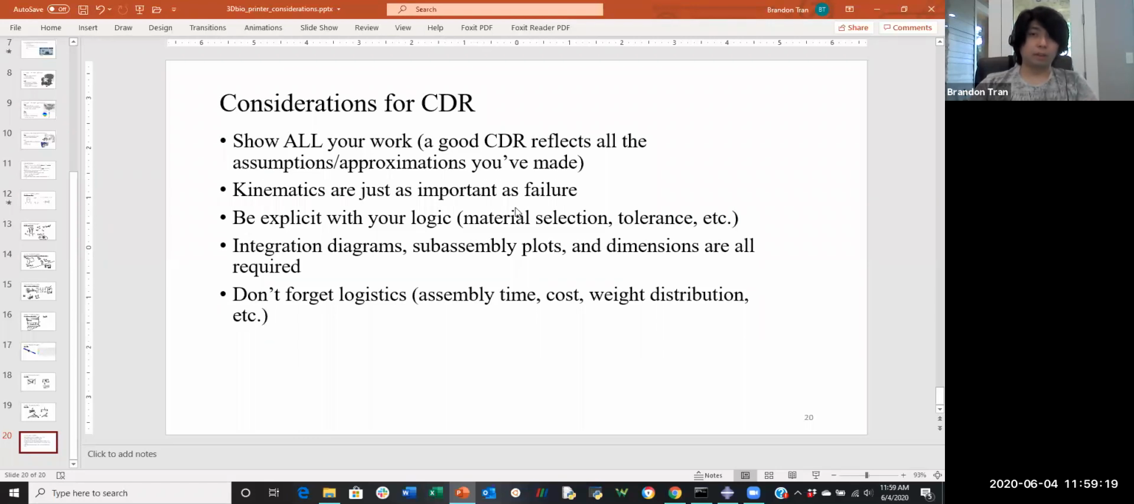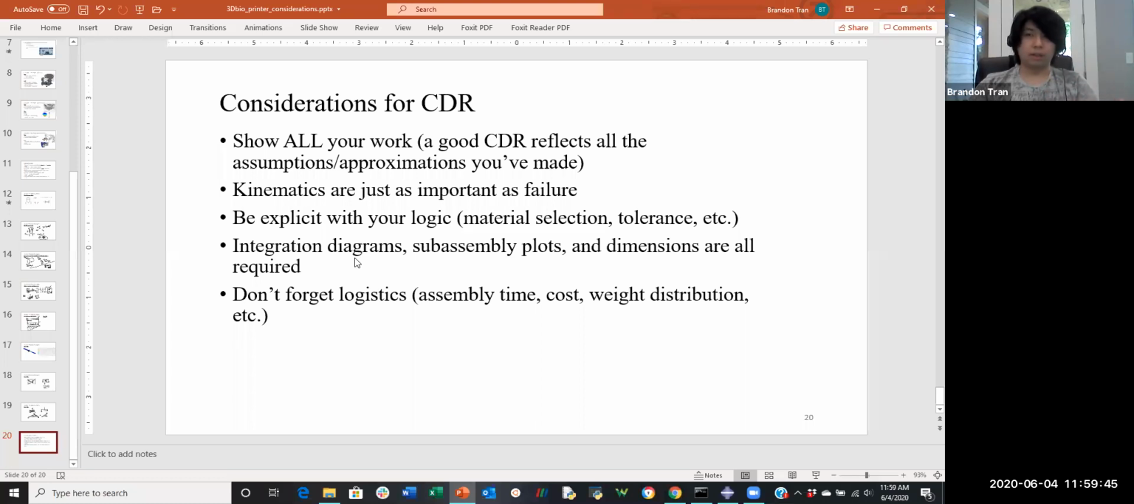Kinematics, a lot of people forgot to calculate how much a part will twist or bend, and that's extremely important. If a part should not interact with another part, if it bends too much, you need to make that clear. That's part of the concept design. Of course, be explicit why you chose a material, why you chose a tolerance, why you chose a safety factor, etc. Make sure you have integration diagrams and sub-assembly.